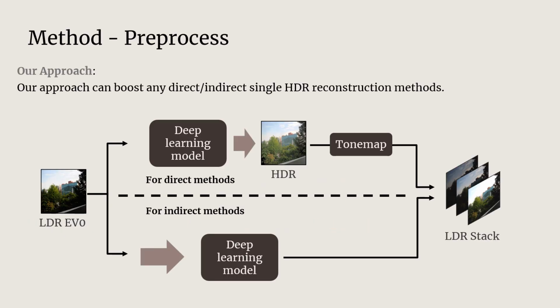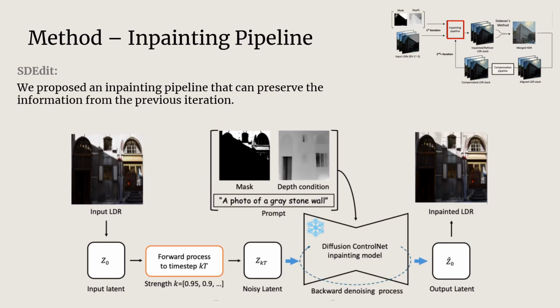One of the strengths of our approach is its versatility. It can be used to boost any existing single-image HDR reconstruction method, whether they are indirect methods that generate stacks or direct methods that output HDR content immediately. We utilize SDEdit within our inpainting pipeline. This allows us to preserve existing information from previous iterations while adding realistic textures. By using diffusion priors, we can hallucinate details that are semantically consistent with the rest of the scene.